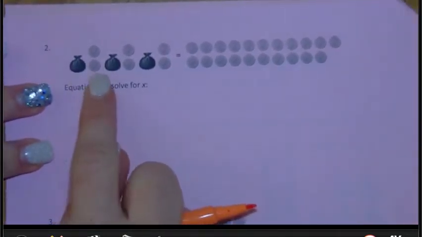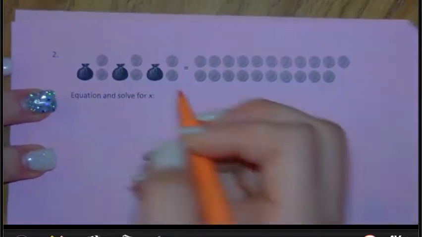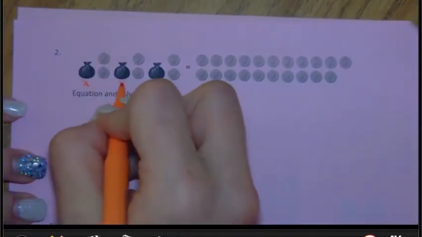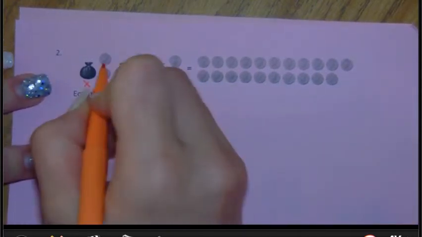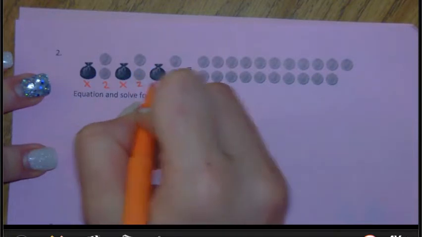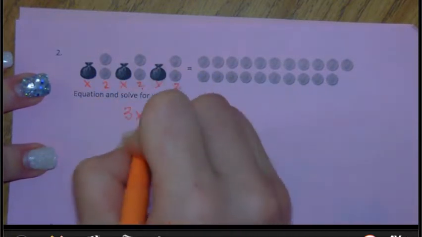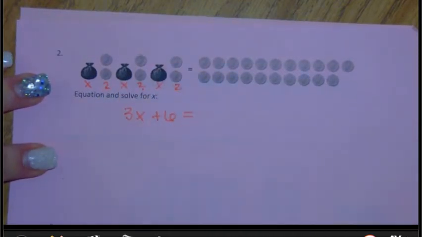Number two. All right, I've got bag, coins, bag, coins, bag, coins. I want to know how many bags do you see on the left in all? Well, you see 3 bags on the left side in all. How many coins do you see on the left side? I see 2, 4, 6. I see 6 coins in all.